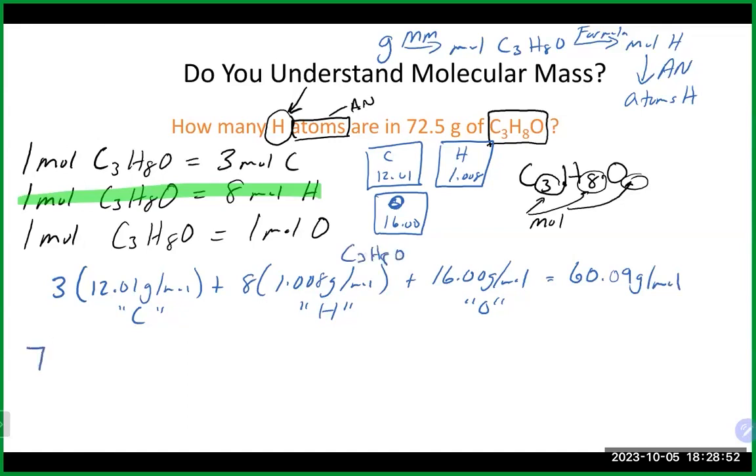We're going to start with our 72.5 grams of the entire thing. We're going to use the molar mass of the entire thing to take it from grams to moles. So that would be our 60.09 grams on the bottom, so they cancel. Moles of our entire thing are up on top. Grams cancel. That pretty much takes us to this step right there.